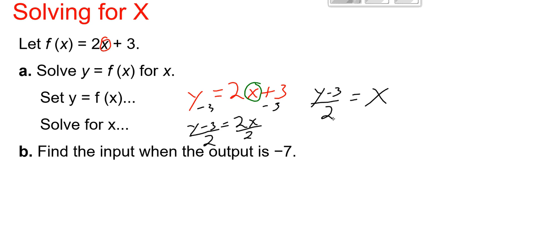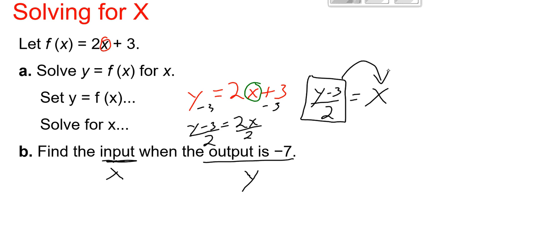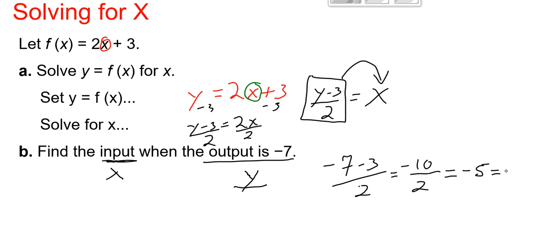Now this is useful because if I want to find the input, so that's typically my x, when the output is negative 7, my y, it's a lot easier to use this equation to find our x value if I know my y value. So I can plug in my y being negative 7 minus 3 over 2. I get negative 10 over 2 equals negative 5, and that would be my x value.